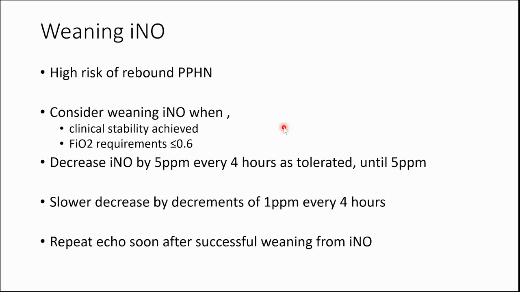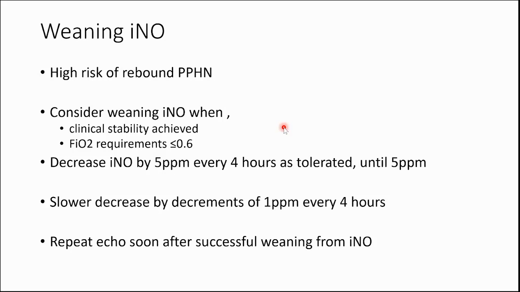And we started some nitric, and now we are weaning. Baby is improving, pulmonary pressures are coming down. Now one is thinking, how am I to do weaning of nitric oxide? When the baby is on nitric oxide for some time, it could at times be really tricky to wean nitric, because there's a very high risk of rebound PPHN when you try to come down in the nitric. So you have to consider it only when the baby is absolutely clinically stable.